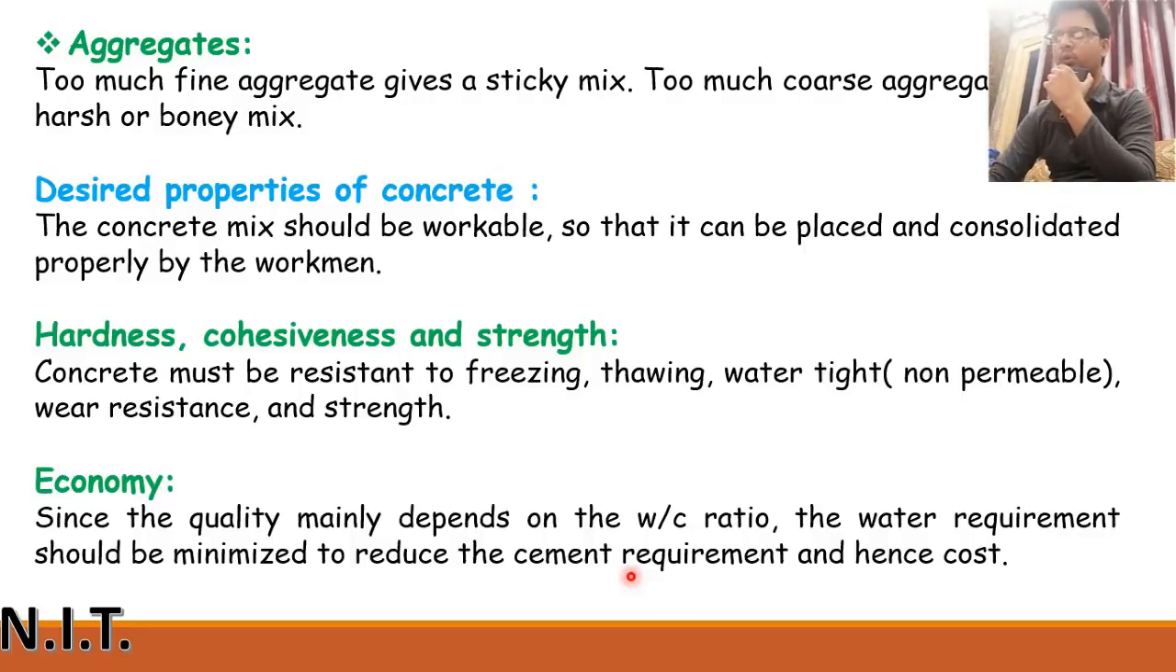There are two things on which the complete project cost matters. The first one is cement and the second one is steel. Your complete project cost depends on these two things, cement and steel. If you use more steel, more cement, obviously your structure may be durable, but it will not be economical. That's why we need an optimum design.